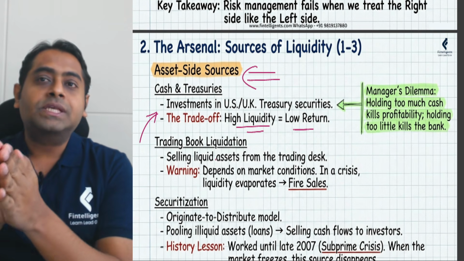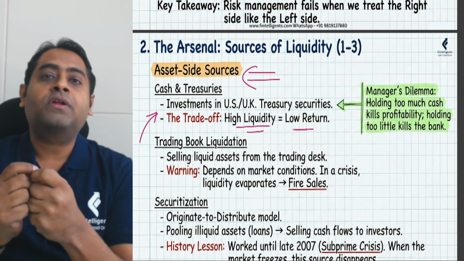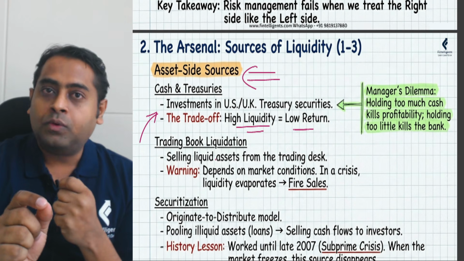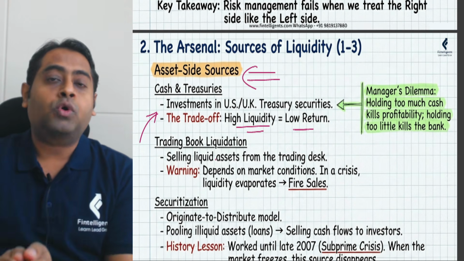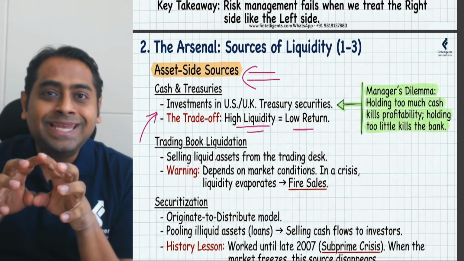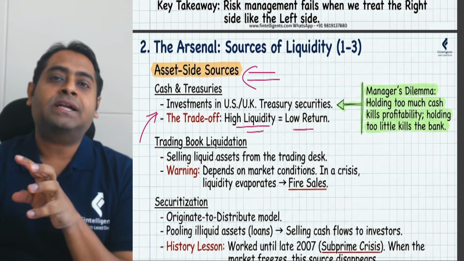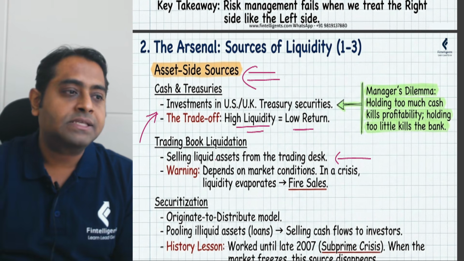The trading book is the book where I'm going to keep those assets which I'm going to hold for a very short period of time, because I've just invested and I might sell it. So if tomorrow there is a huge pressure of liquidity on the bank, I can immediately liquidate all the assets that I have in my trading book. So, selling assets from my trading desk, right?